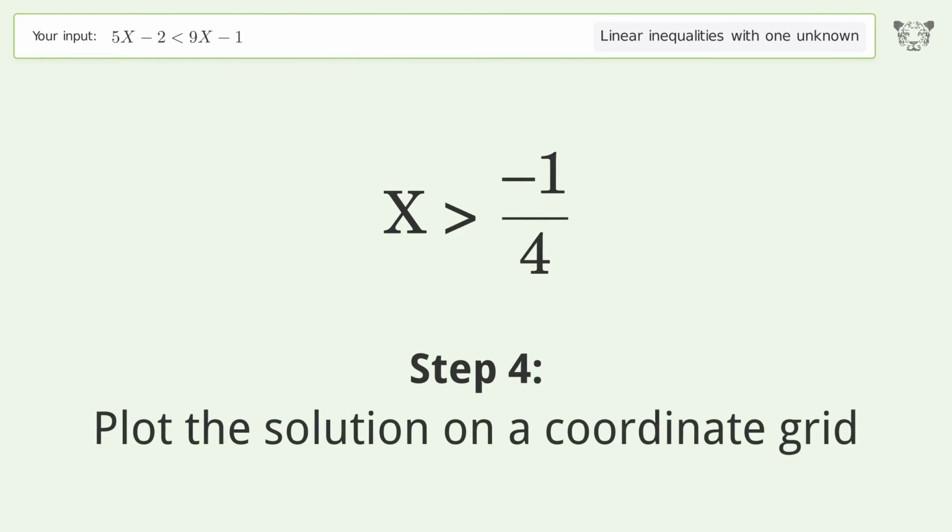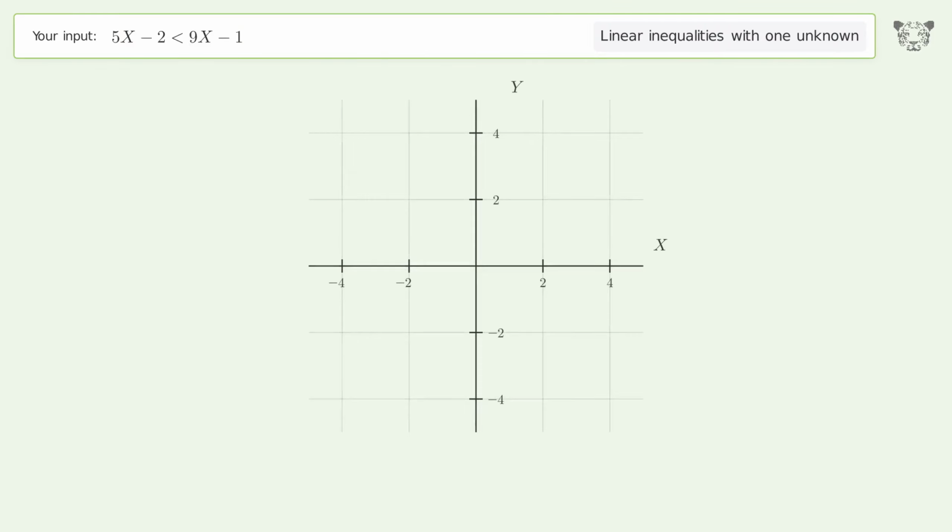Plot the solution on a coordinate grid. And so the final result is x greater than -1/4.